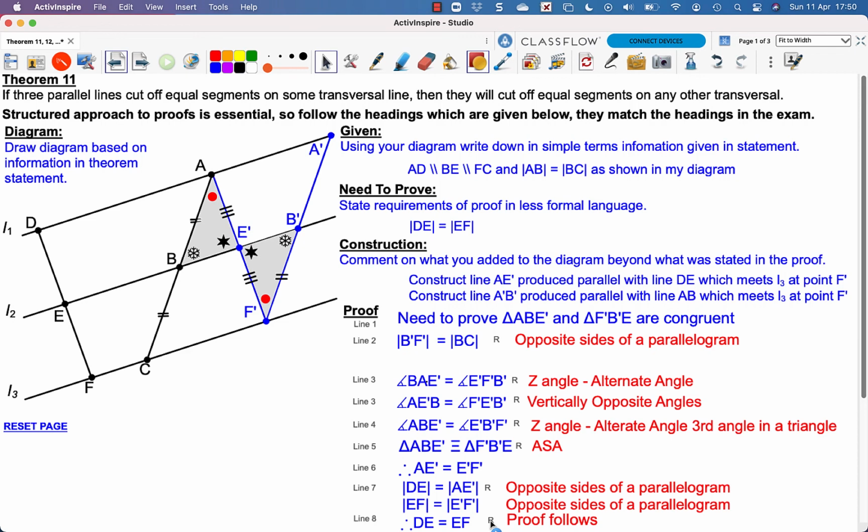Okay, and that's the end of the proof. You need to go over that a few times, make sure you learn it. That particular question is probably worth 10 marks in any given exam.